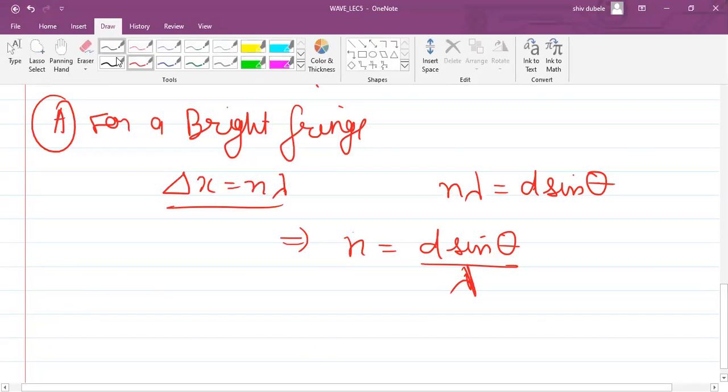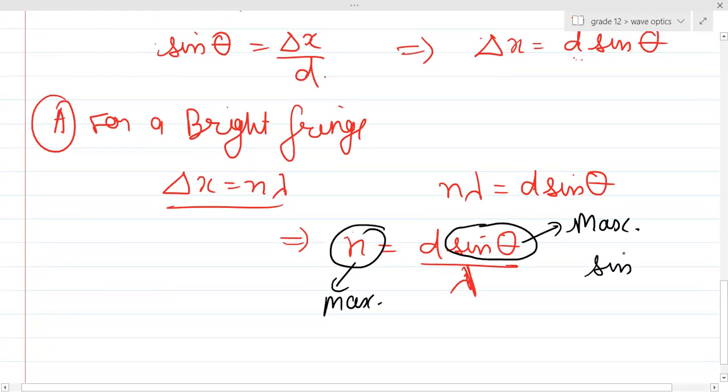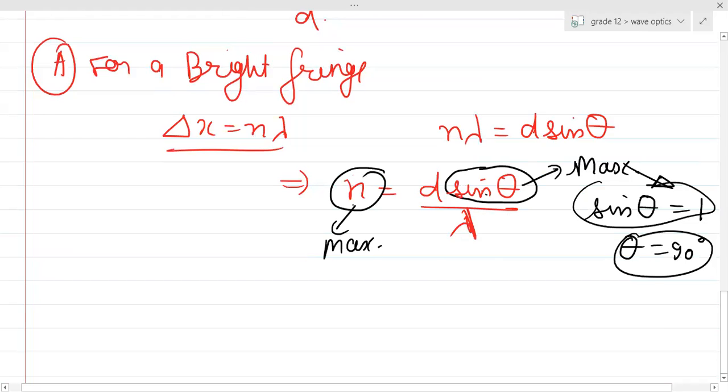Now, if I want the maximum possible value of n in a given YDSE setup, this d and lambda are going to be constant. What is the only thing which is variable? This theta, right? So if I want n to be max, I need to max my sine theta. And what is the maximum possible value of sine theta? When theta is 90 degrees, sine theta is 1. So in place of sine theta I'll put 1, and in place of n, I'll put n max over here, is equal to d by lambda.